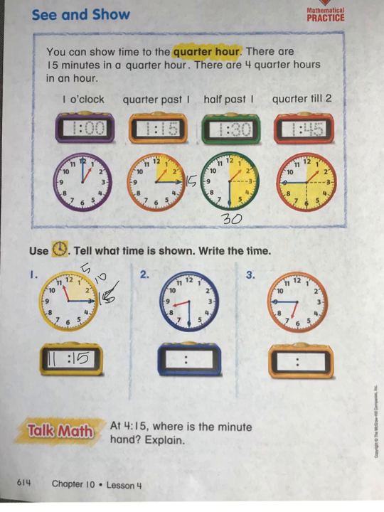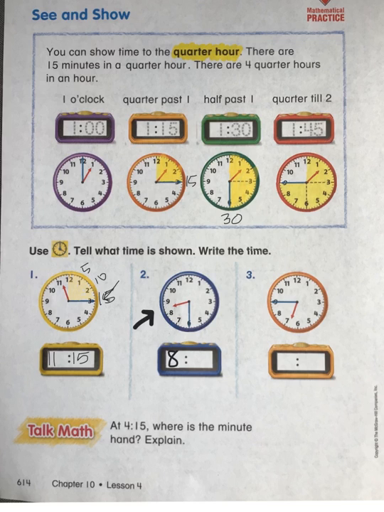Okay, let's look at number 2. Let's look at our clock. Let's look at our hour hand first. And our hour, it's not quite to the 9 o'clock, right? It's not quite there. It's still in between the 8 and the 9. So we know that the hour is still 8 o'clock.